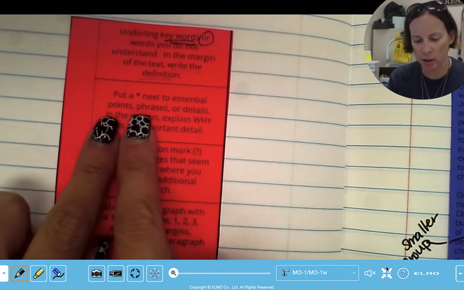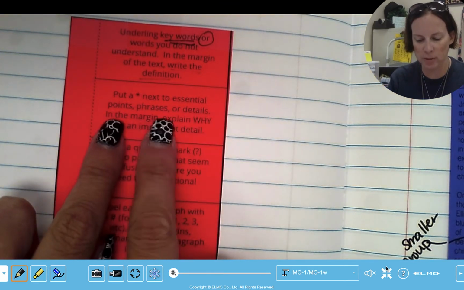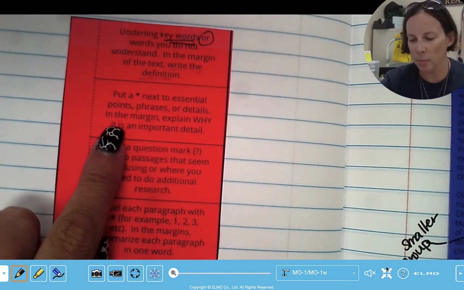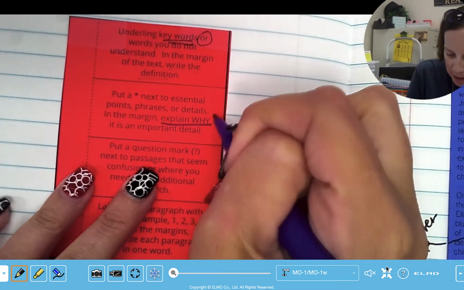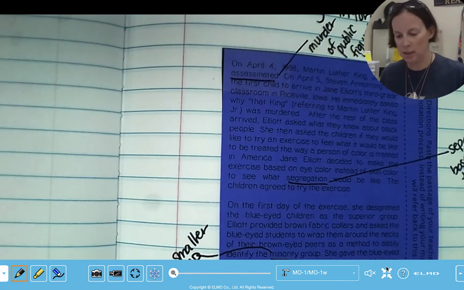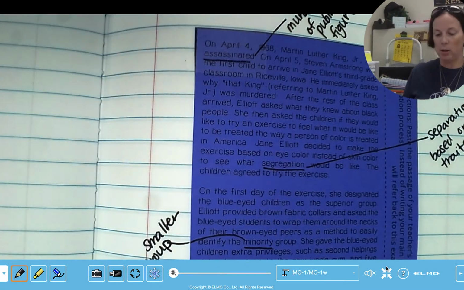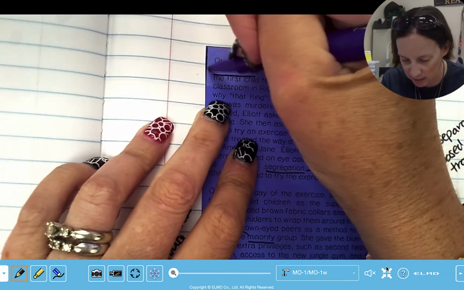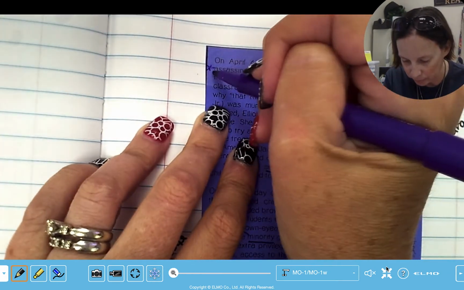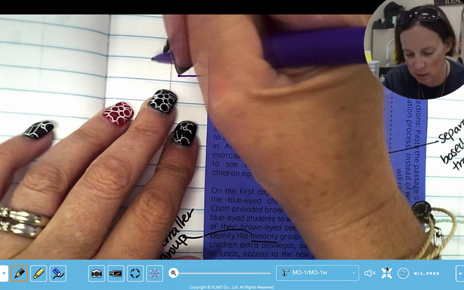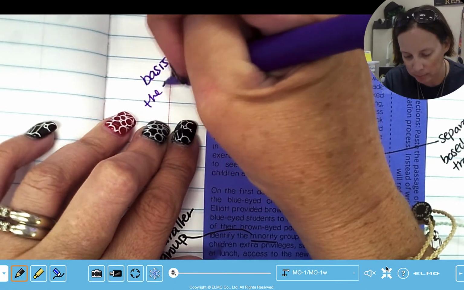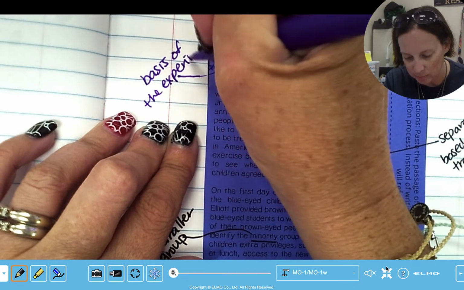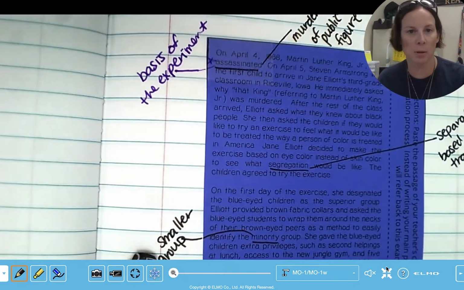The second thing you're going to do is you're going to put a star next to essential points, phrases, or details. And then in the margin, you're going to explain why this is important. So here's some things that your classmates also said. So we also put a star next to the assassination. And we talked about that this was the basis of the experiment. Okay, so that's why that was like a key idea.